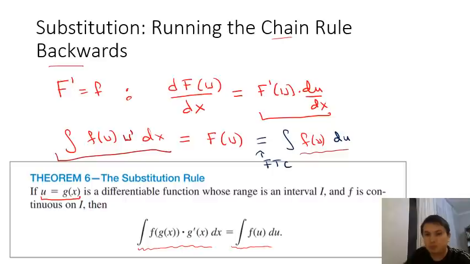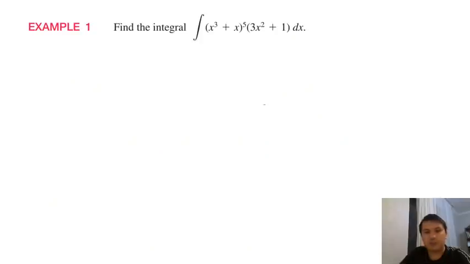So let's do examples, because it's best explained by examples. Let's try to find the indefinite integral of the following expression. One approach is to apply the binomial formula to expand x cubed plus x to the 5. You will get a polynomial of degree 15, and then you multiply it by 3x squared plus 1. You will get a polynomial of degree 17, and then you can apply the power rule for integration, integrating each term separately, summing them up, plus a constant.